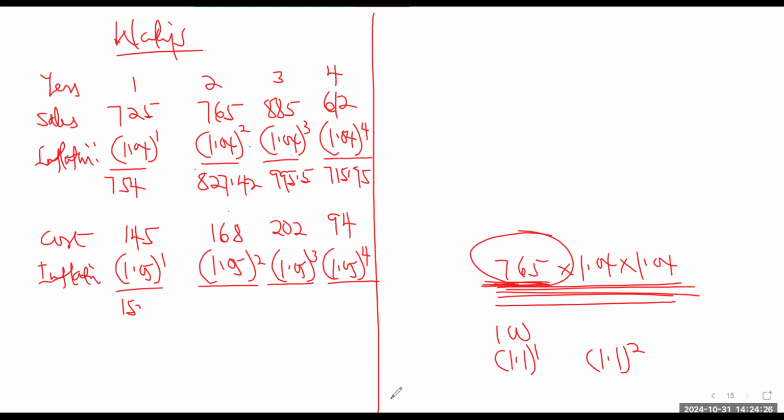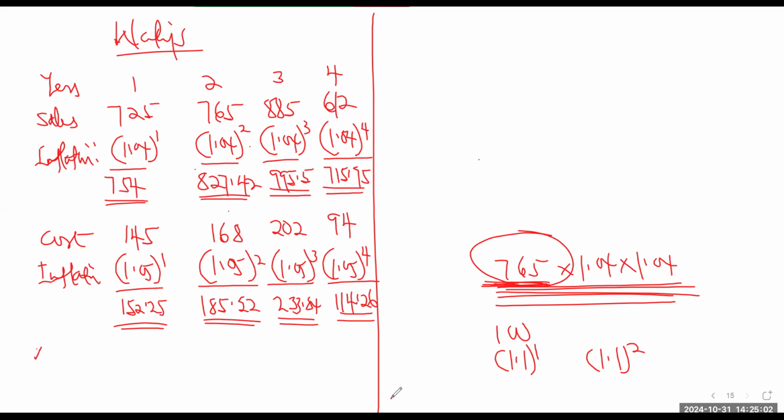Let's come to the cost. 152.25. 185.22. 233.84. 114.26. So let's now find the net cash flow.